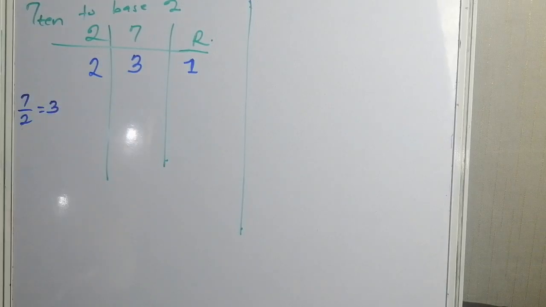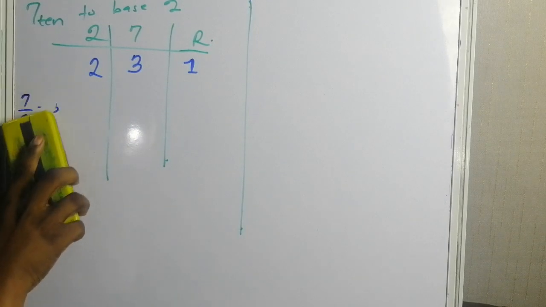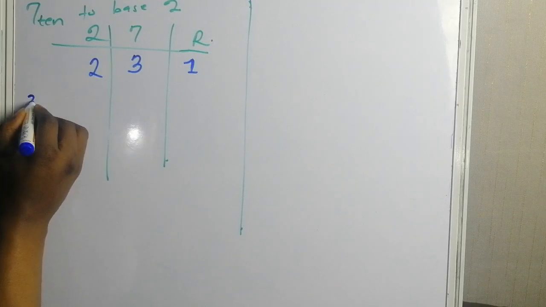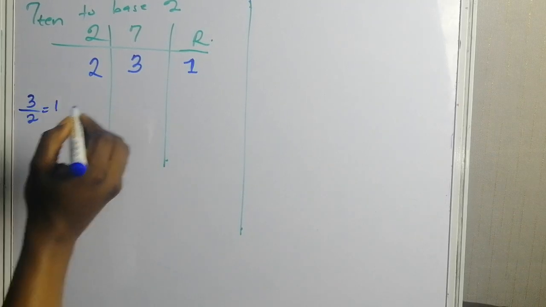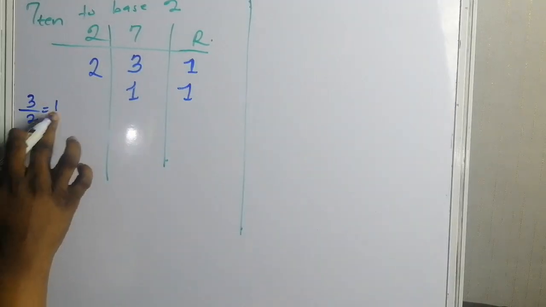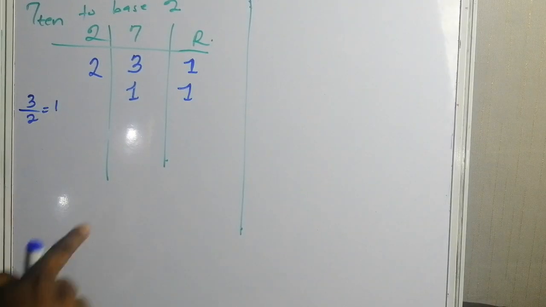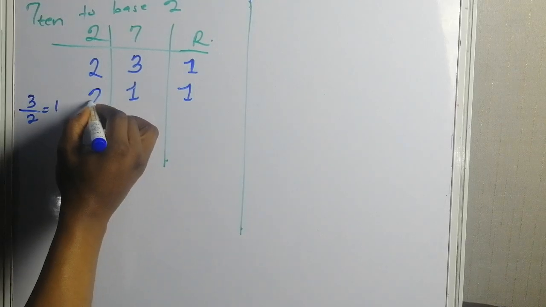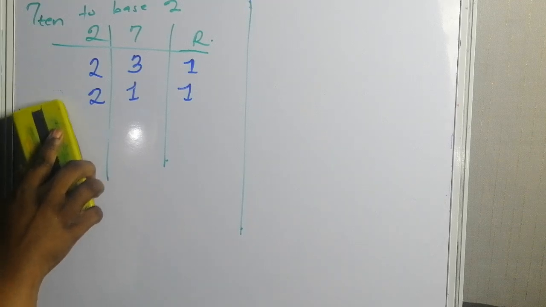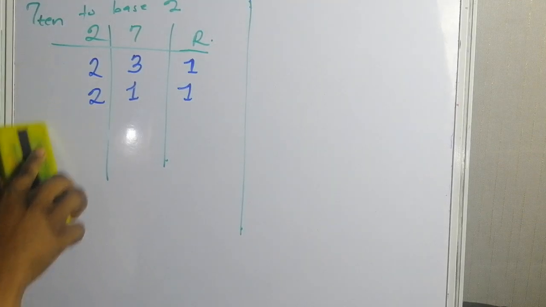2 can go in 3 one time. That is 3 divided by 2, that is 1. It can go 1 time. It will remain 1. 2 times 1 is 2. So the one that is remaining, you bring it here. You bring 2 again. That is how you can convert from base 10 to base 2.